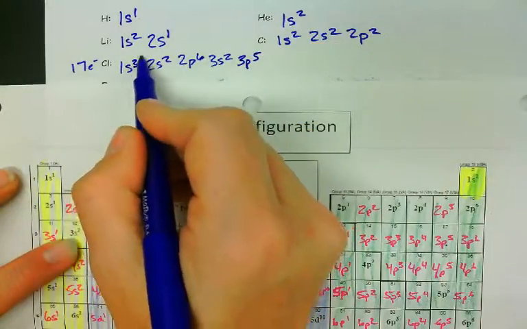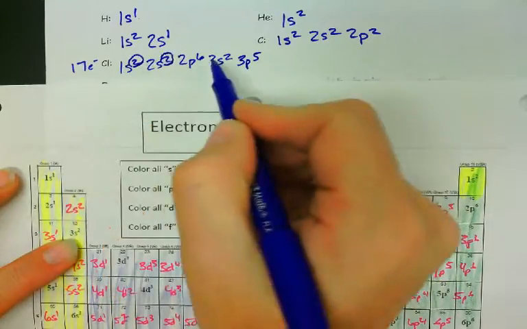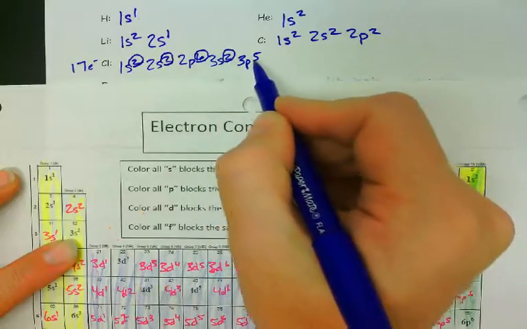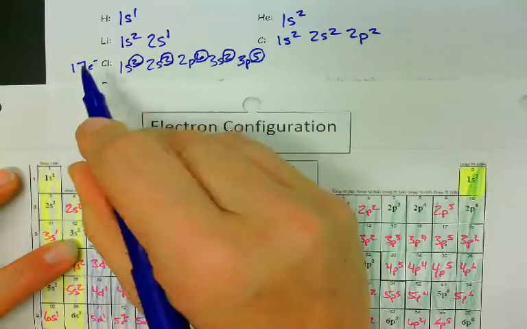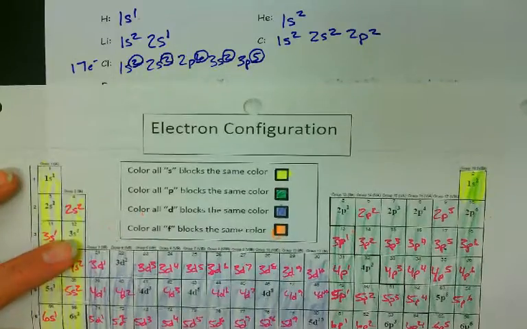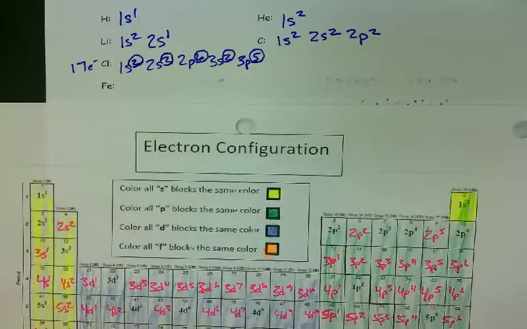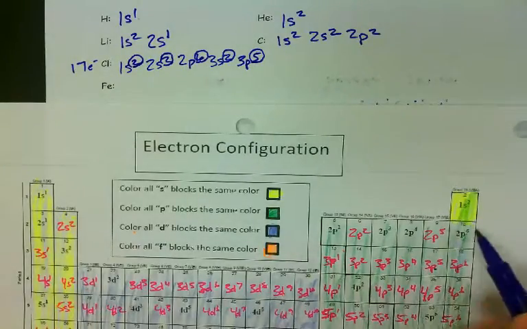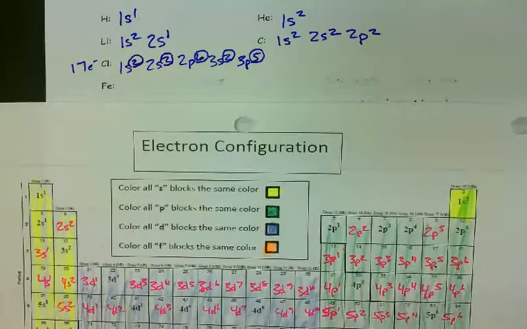So if I add all these superscripts up, 2 plus 2 is 4, plus 6 is 10, 11, 12, plus 5 is 17. We know that we did it right, okay, because there's 17 electrons in chlorine. Okay, so go ahead and try to do iron for a minute. I'll give you a minute to work on that. Remember, you're writing the end of every block that you pass until you get to where you need to finish.